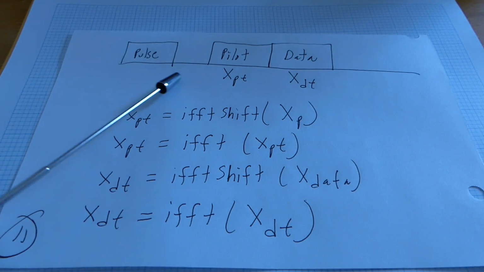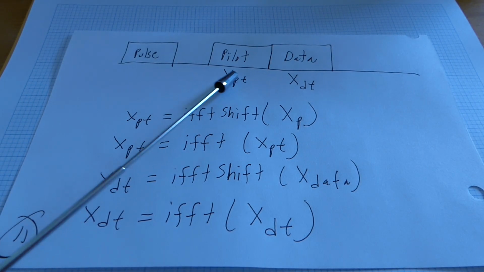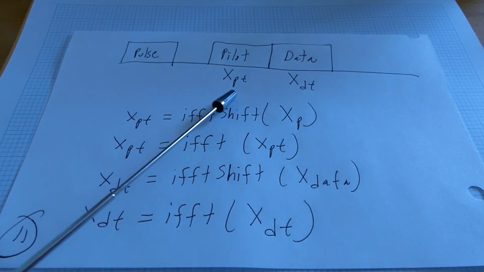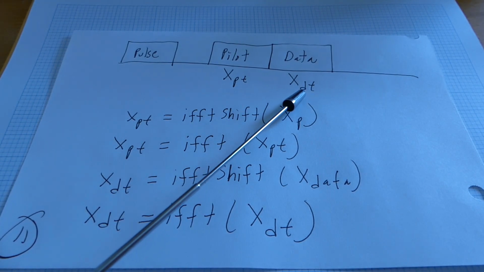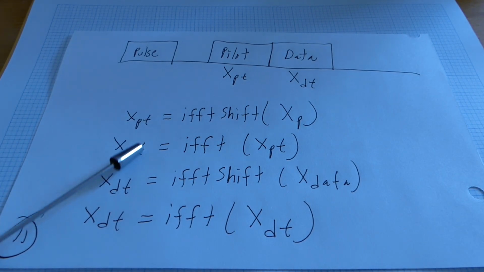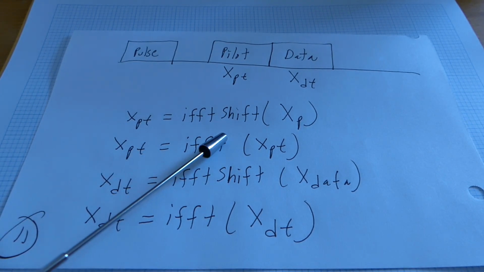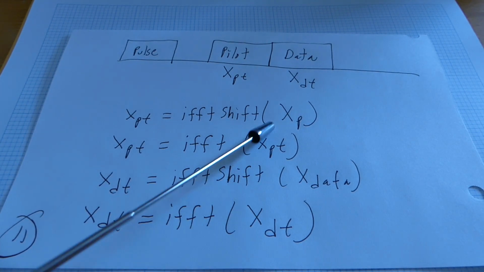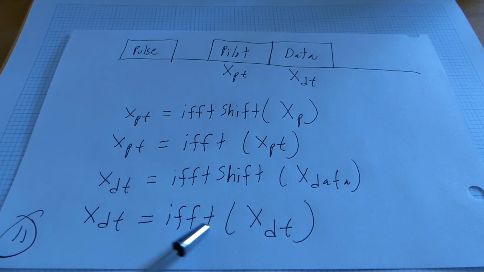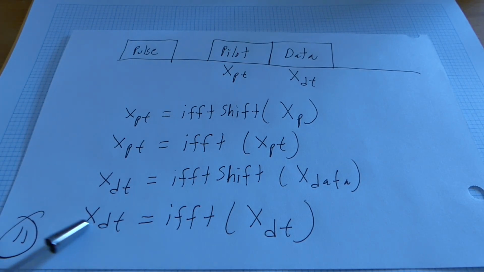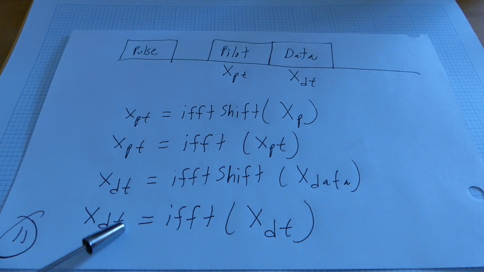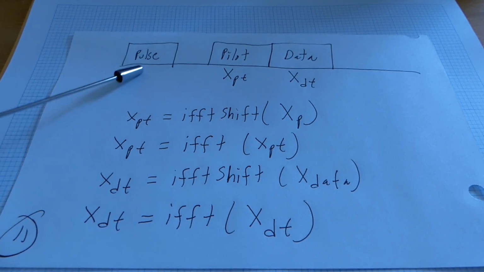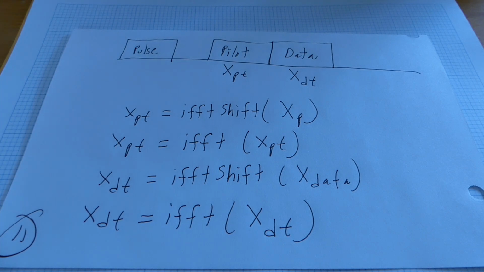So again, you got the pulse, the pilot data block, and the data block. This is all time. So we got XPT and XDT, and this is how we get them back into time. We do the IFFT operations here, and all these frequency domain vectors are magically converted back into time thanks to the IFFT. So once we have these vectors, now we're ready to transmit it.